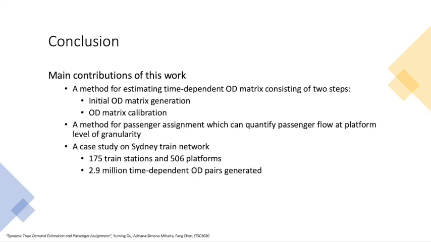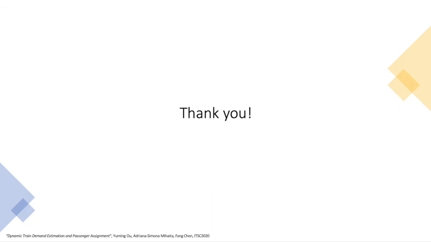In this work, we have developed a method to estimate the time-dependent OD matrix, which consists of 2 steps. The first is initial OD matrix generation, and the second is OD matrix calibration. We also propose a method for passenger assignment, which can estimate the passenger flow at platform level of granularity. Finally, we apply our methodology to the Sydney train network. The results prove the effectiveness of our methodology. Thank you for your time.